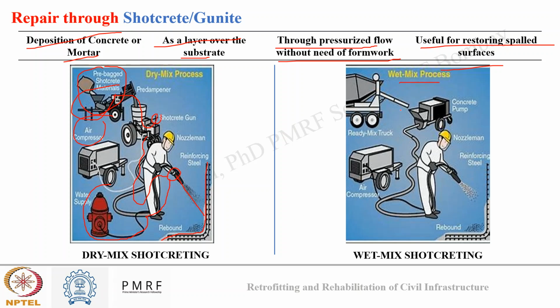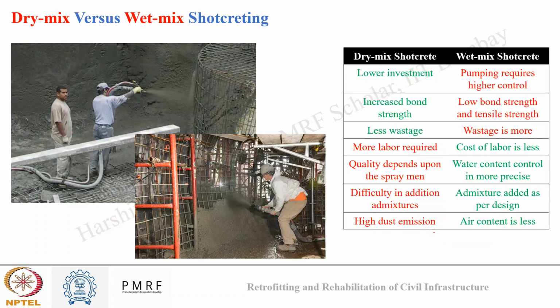And in wet mixing, ready mix trucks are present which will mix my repair material. This will load my repair material in the concrete pump, and with the help of air compression through a pipe, I will directly apply this repair material on the surface of my damaged concrete. Okay, so the images show both types of shotcreting here.